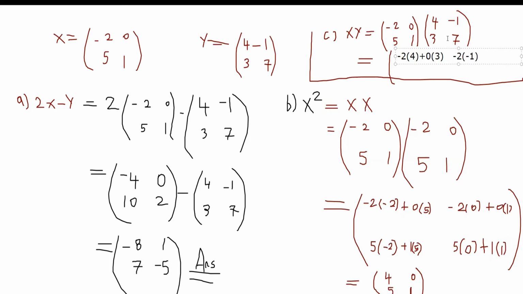Then you have 0 times 7, so plus 0 times 7. Cool. They will come down here now, and what it's going to be is this row by this column, so it's going to be 5 times 4. Then you have plus 1 times 3.